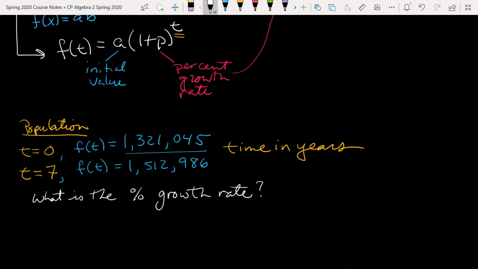The question we can ask ourselves here involves solving for p in the equation above. So let's write down what we know. When t equals 7, this is our population. So let's write that down as f of t.